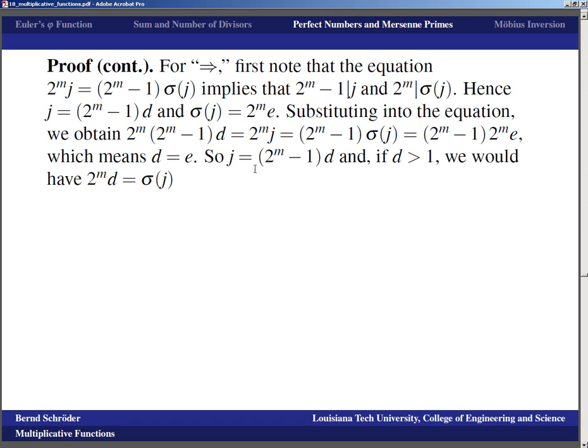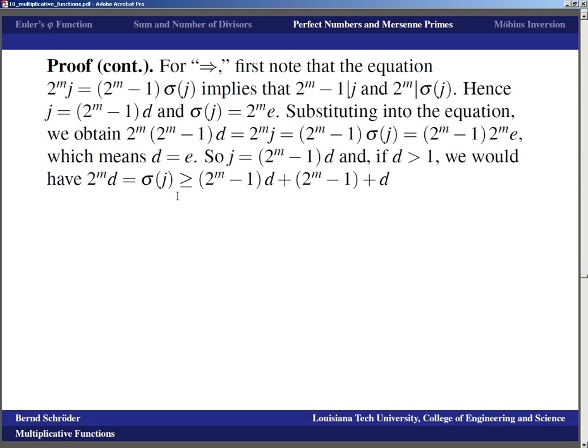So that means that j is equal to 2^(m-1) d again, and we now need to check what happens if d was greater than 1, and we're going to find a contradiction there. What do we get? If d is greater than 1, we would have that 2^m times d is equal to sigma of j. That's because j is 2^(m-1) times d, so we plug it in here and cancel the 2^(m-1). So that would mean 2^m times d is sigma of j.